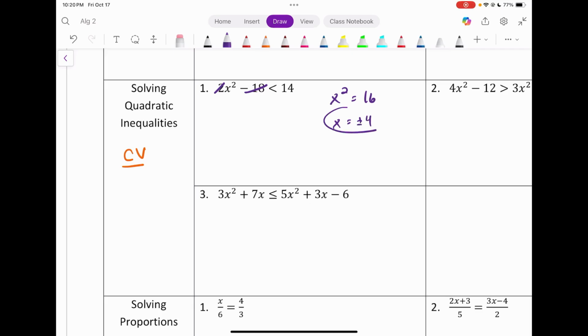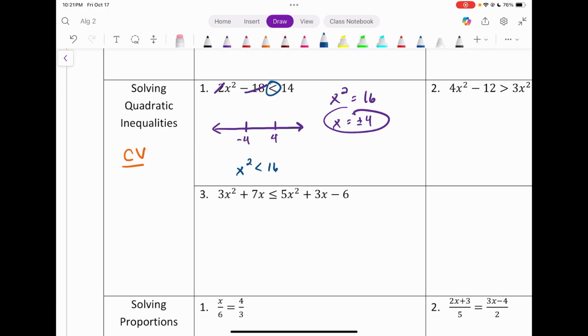That's my critical values. The way we're going to solve these inequalities for now is we're going to graph our critical values. That's where my answer could change, somewhere at -4 and at +4. That might be where we jump from less than to greater than, and so on. So where I moved my 18 and my 2 over, I got x squared is less than 16.